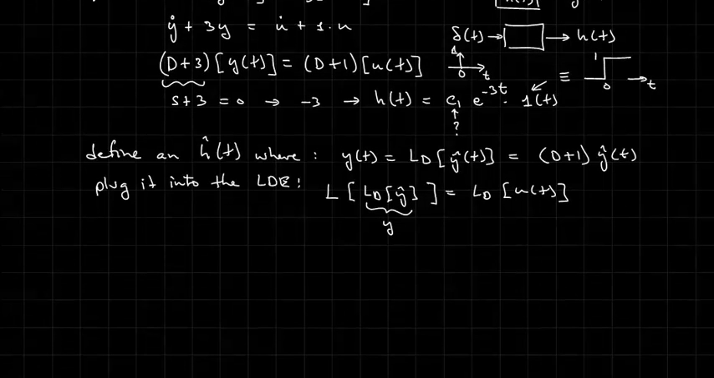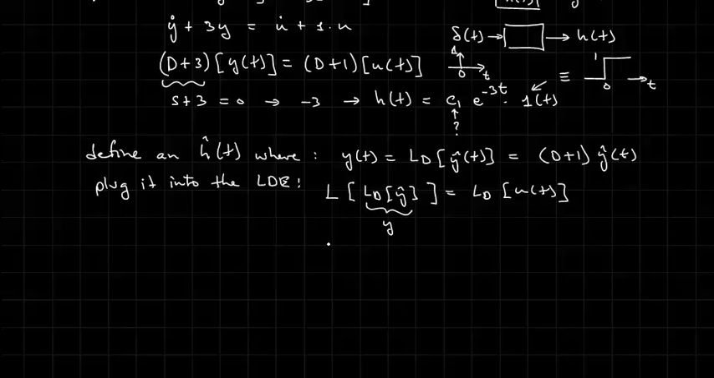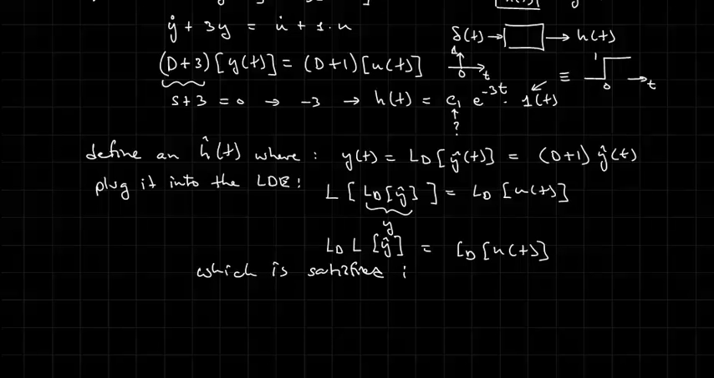Now, L and LD are commutative. They're linear operators, and we can commute them. So what we have on the left side now is LD times L operating on y hat, or we could say LD operating on L operating on y hat, equal to LD operating on u. Which is satisfied if L operating on y hat is equal to u.